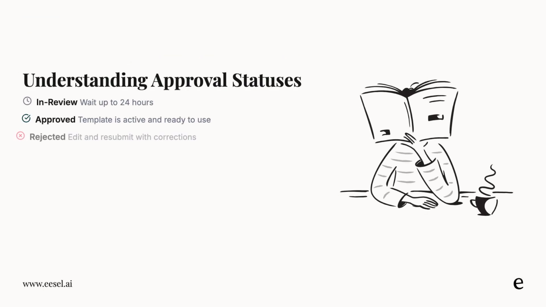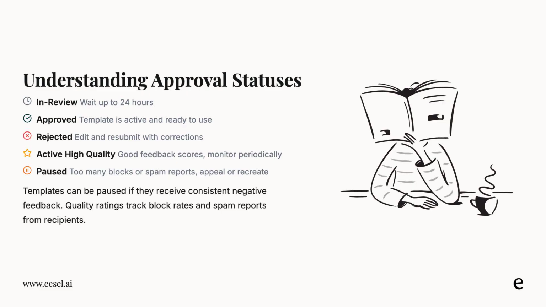Templates move through 5 possible states: in review while Meta checks them, approved when they're live, rejected if there's an issue to fix, active high quality when customer feedback is strong, and paused when too many recipients have blocked or reported the message. Quality ratings track block rates and spam reports, so monitor them regularly.